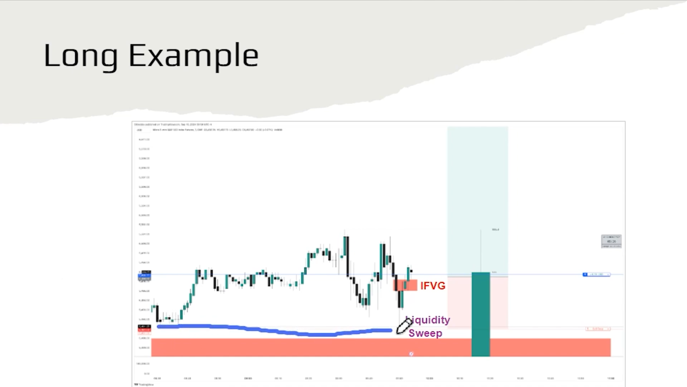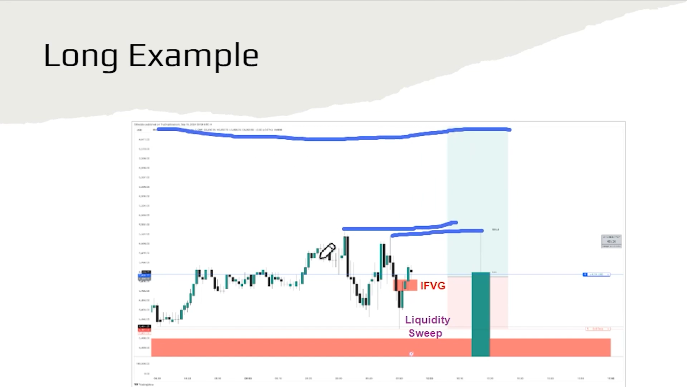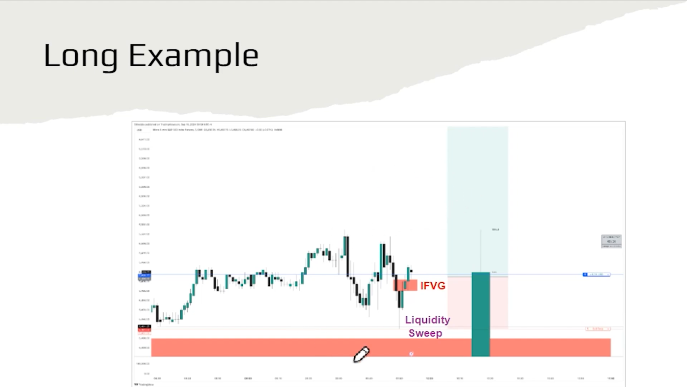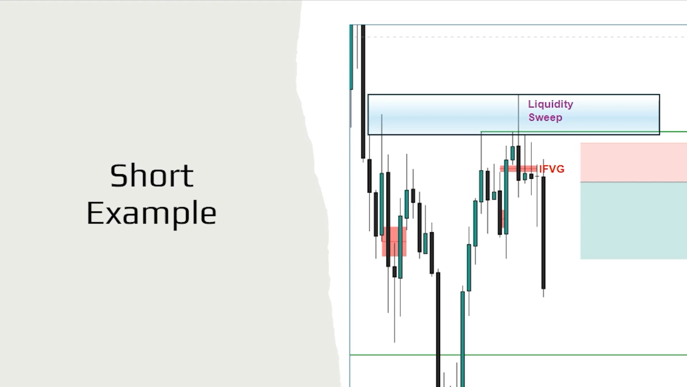Here's an example of a long that we actually took a few days ago. Here we have a sweep of liquidity. Here we have a fair value gap that's invalidated. Here was our entry, and we were targeting this high, and then an hourly high that was all the way up here. That's an example of a bullish inverse fair value gap. Over here, you can see our short entry. We had a sweep of liquidity, inverse fair value gap, targeting this low. We entered here, stop loss at this high. We were able to catch a nice 2-to-1 risk to reward to the downside.